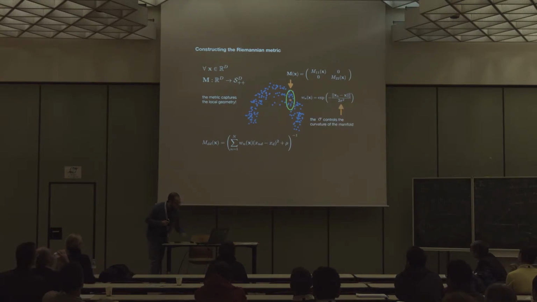It's based on a parameter sigma, which controls the curvature of the manifold, so to say, how fast this metric will change. The question is how to choose this parameter sigma, of course. And that's what I will answer later in the talk.